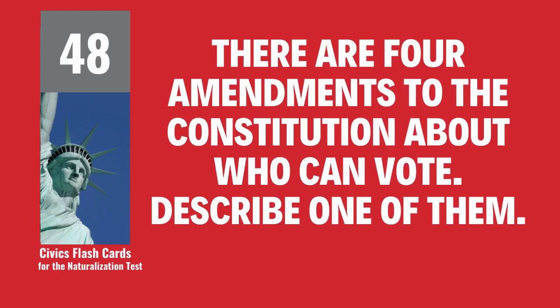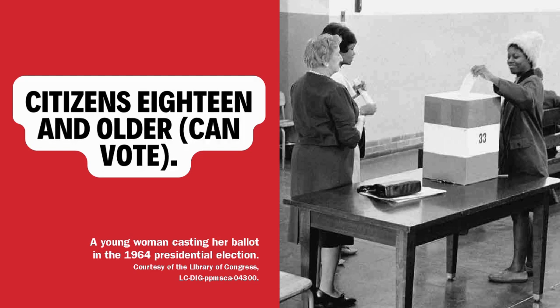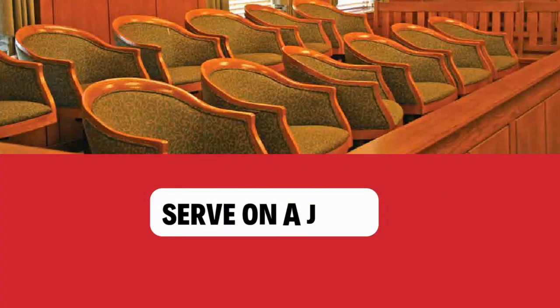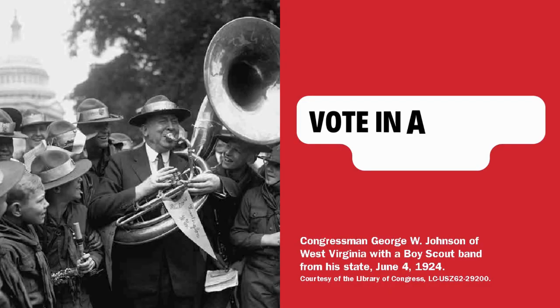There are 4 amendments to the Constitution about who can vote. Describe one of them. Citizens 18 and older can vote. What is one responsibility that is only for United States citizens? Serve on a jury. Name one right only for United States citizens. Vote in a federal election.